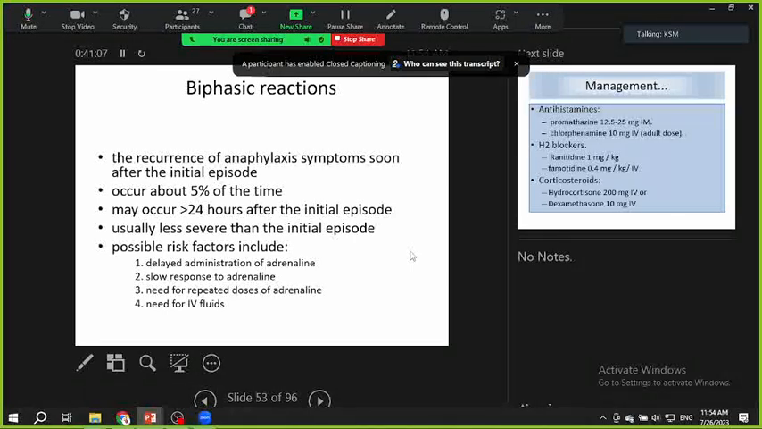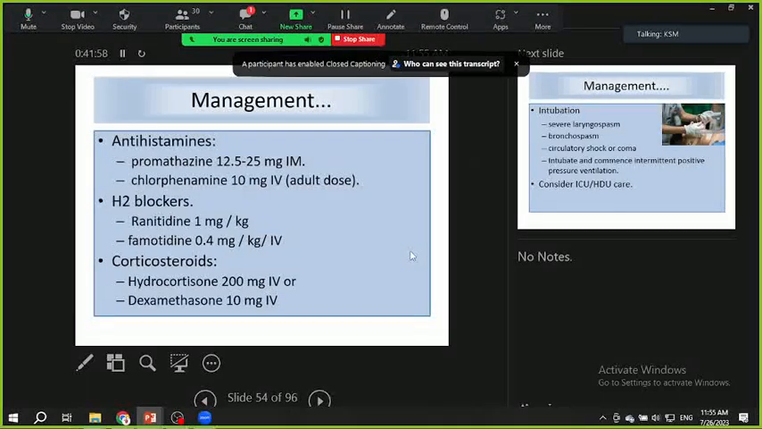Biphasic reaction. I just want to talk about biphasic reaction. Once you have developed anaphylaxis, recurrent anaphylaxis symptoms may occur within 24 hours. The same symptoms appear, with the same low blood pressure and bronchospasm. So you need to observe this patient for at least 24 hours in a setup. Possible risk factors include delayed administration of adrenaline and slow response to adrenaline. Patients who need repeated doses of adrenaline, and patients who need vigorous resuscitation, might develop a biphasic reaction. So you can treat the patient now and he's okay, but you can't keep the patient unmonitored. You have to keep the patient monitored.